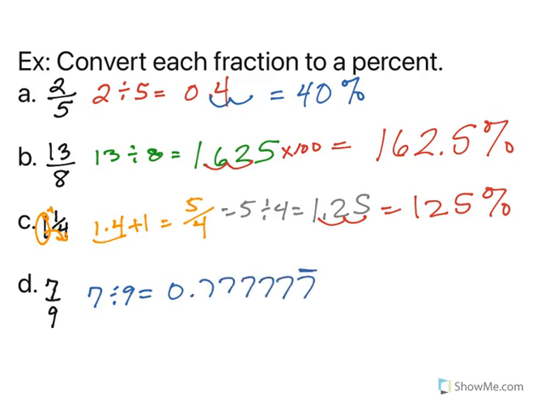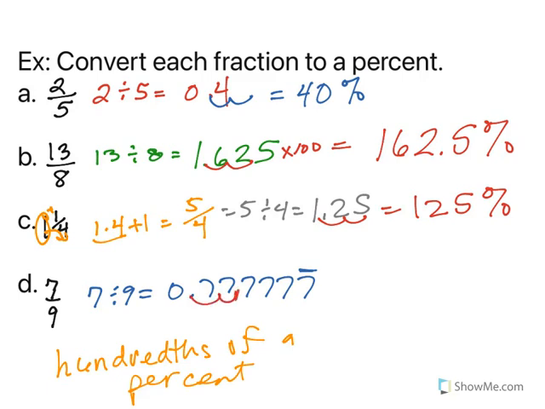And the last one, when you divide 7 divided by 9, you get 0.77777. The sevens just keep repeating. So you're going to have to make a decision to round. It's important to always read directions. Now, in our case, we're not given any directions of what to round to. So we're going to go to the nearest hundredths of a percent. First, I will change it to a percent by multiplying by 100, moving the decimal 2 places.